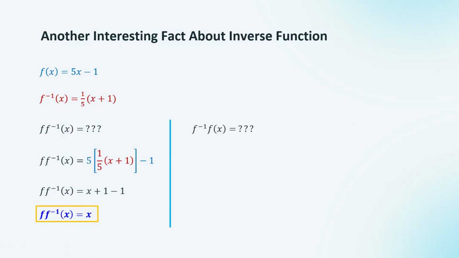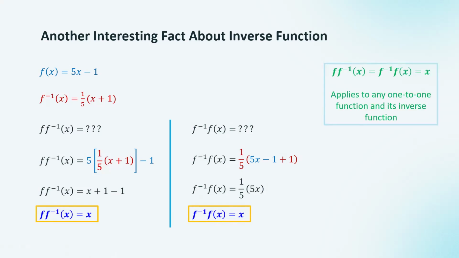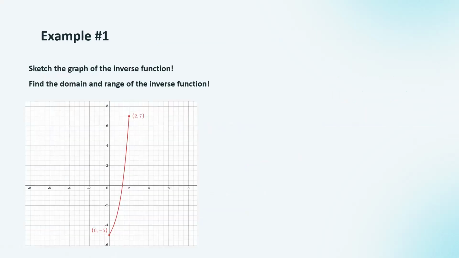Now, how about this case? Can you try to take a guess? If we work on the composite function, in the end, we are going to get the same answer. So the composite of the function and its inverse is always going to be x. We don't care about the order, because in the end, the answer will be x. And this applies to any function that has an inverse. So it applies generally.